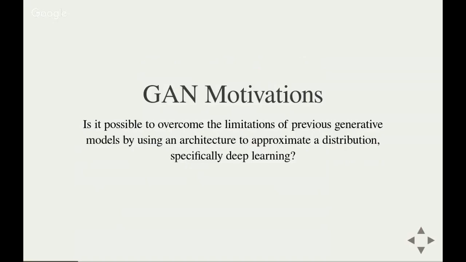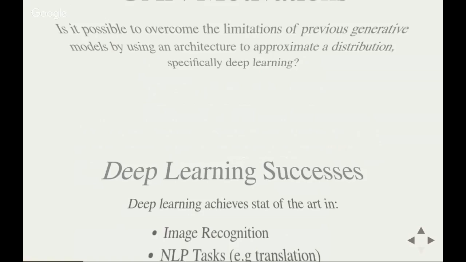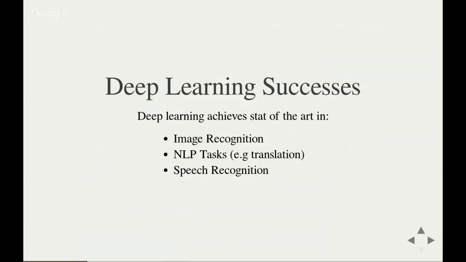So the question specifically that was asked when the people developed generative adversarial networks is, can we do this with deep learning specifically? Can we use neural networks to approximate these distributions? The reason we would potentially be interested in using a deep architecture is that deep learning has achieved state-of-the-art results in a number of machine learning fields, including image recognition, natural language processing, speech recognition, and more.